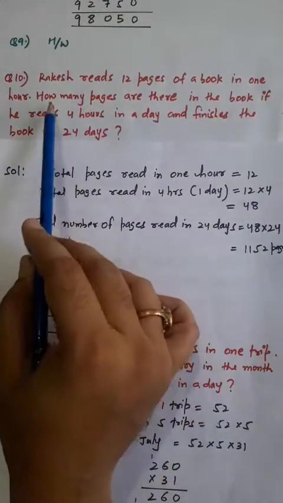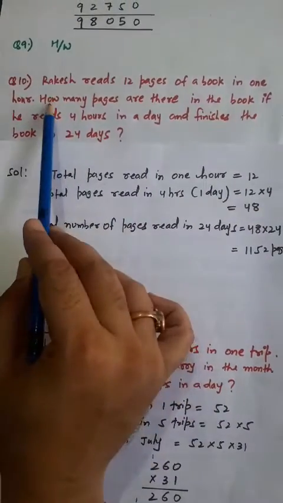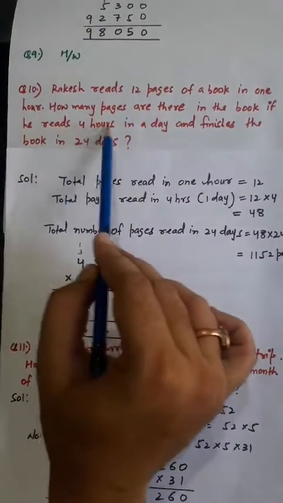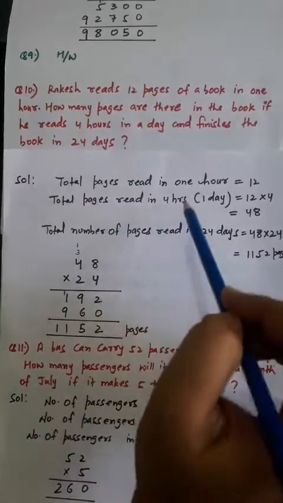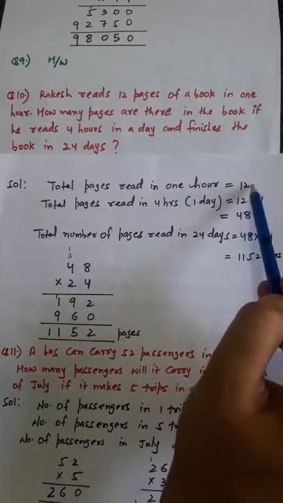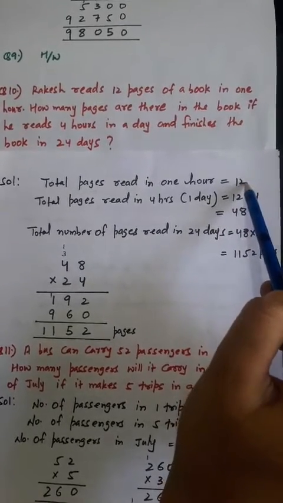Now move again to the question. Read the question again. How many pages are there in the book if he reads 4 hours in a day? Okay, Rakesh reads 4 hours in a day. So how many pages has he read in 1 hour? That is equal to 12.